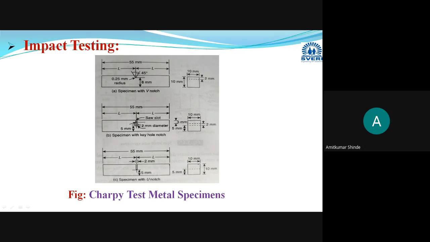Notches can be prepared by doing a simple machining operation. You can use different machining operations, and the notches are prepared. Sometimes you can also use different cutters that are available, and with the help of those cutters you can also make the notches.